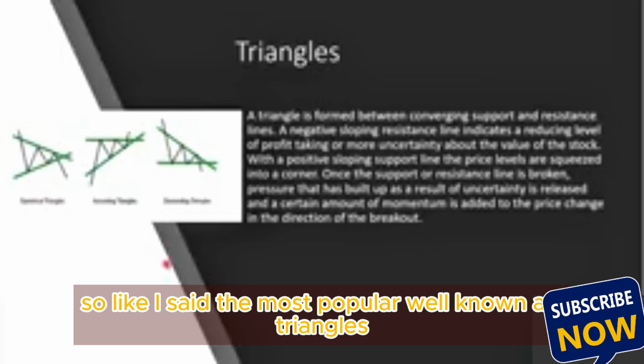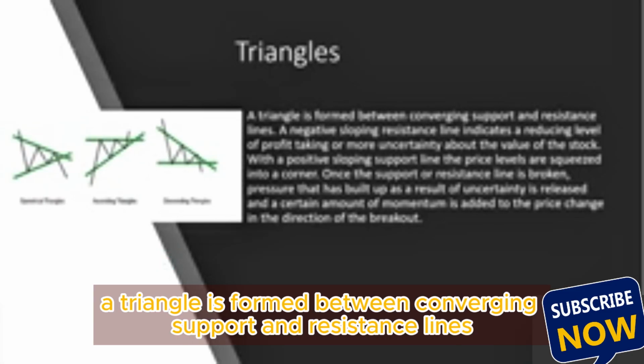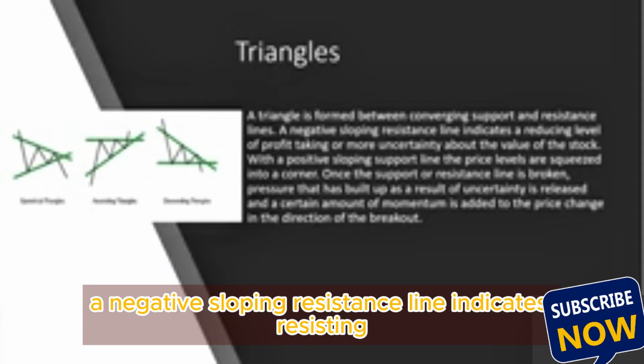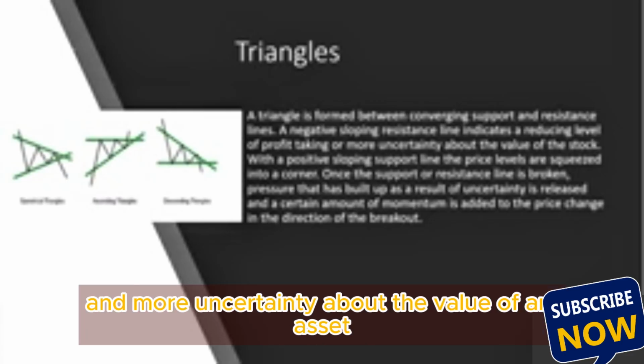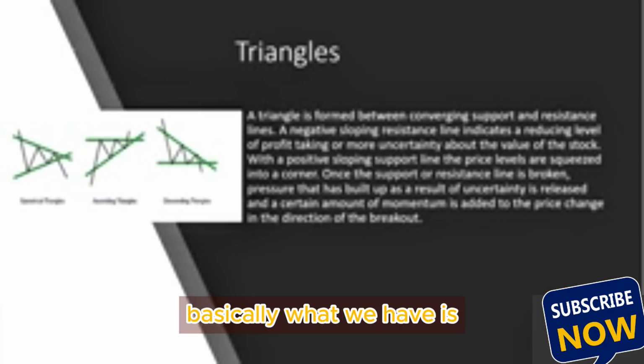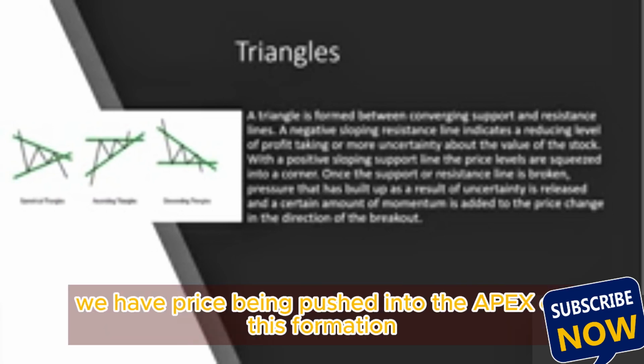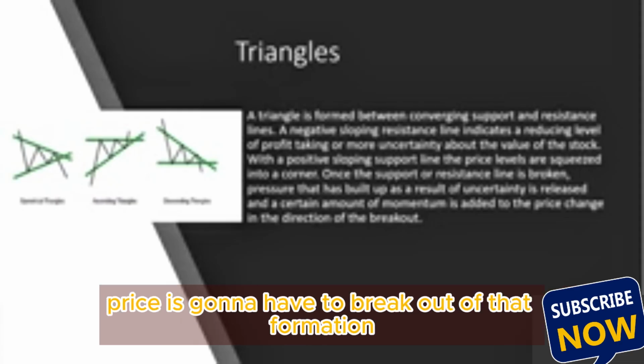So, like I said, the most popular, well-known is triangles. A triangle is formed between converging support and resistance lines. A negative sloping resistance line indicates resisting level of profit-taking and more uncertainty about the value of an asset. Basically, what we have is we have price being pushed into the apex of this formation. And we know at some given point, price is going to have to break out of that formation.